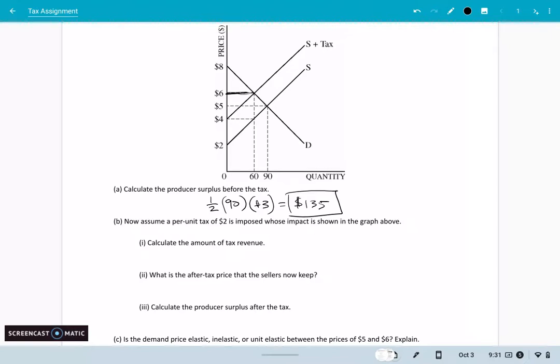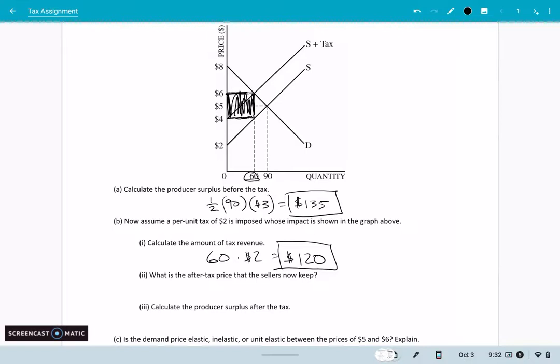So what's the tax revenue? Well, at $6, you're getting $2 per calculator that you sell. So it's really the area of this rectangle here. But you could also just think of it as the new quantity, 60 times the $2 tax. And you'd see we have a tax revenue of 120, which is the area of that rectangle.